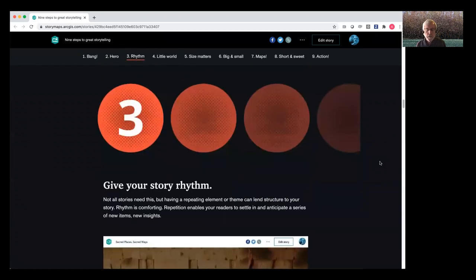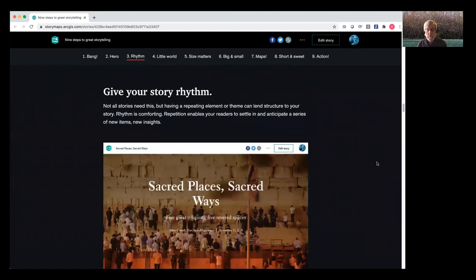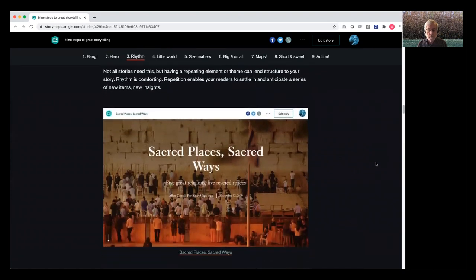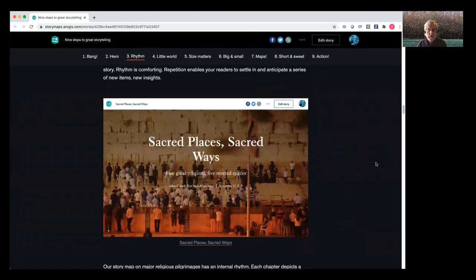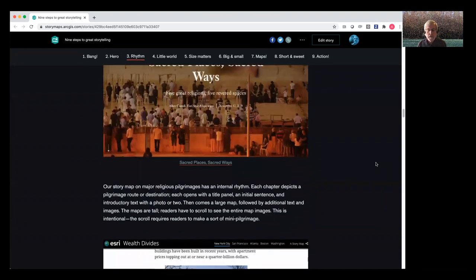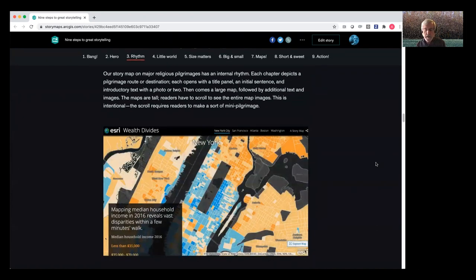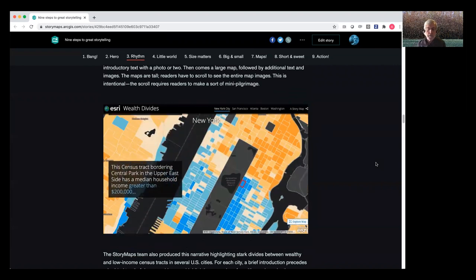Number three, give your story rhythm. So often, if your story has several sections, you might try to repeat a basic structure. For instance, when I did a story on religious pilgrimages, I started each section with a big image, then a large map, then a longer text with a series of smaller images. And it sets up a pattern that people quickly become comfortable with. Whether they're conscious of it or not, I'm not sure, but I think it works.